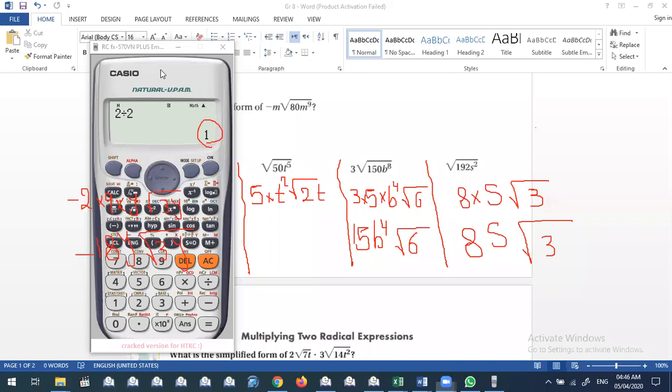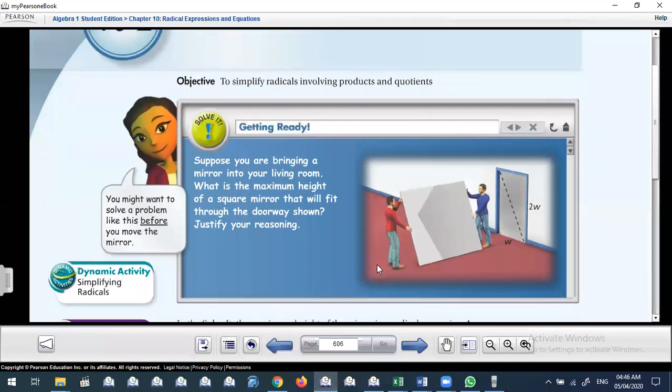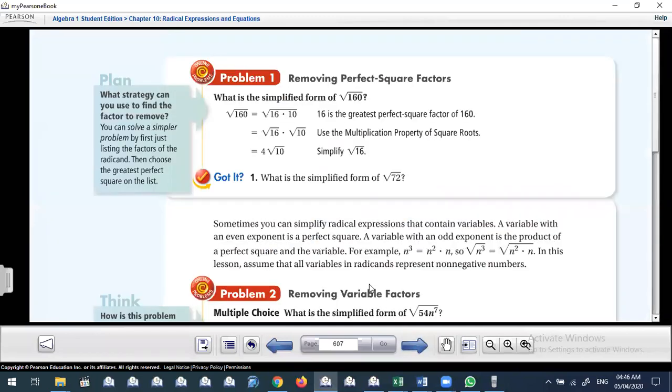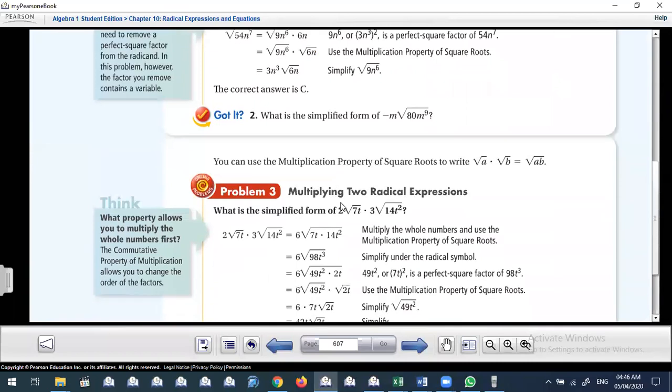A next part of this lesson, which is here.